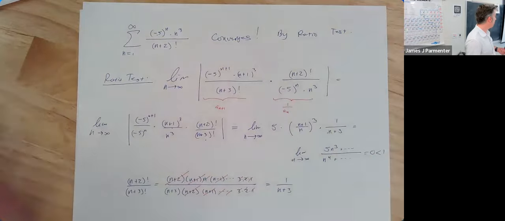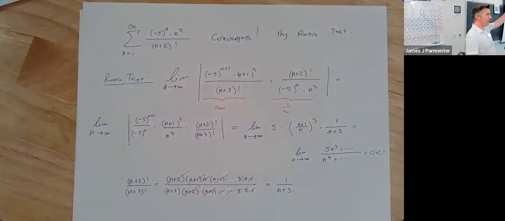So if you end up with limits where you have higher powers of n on the top, the limit goes to infinity, the whole thing diverges. If you have limits where you have higher powers of n on the bottom, the limit of that is going to be 0, and the series is going to converge.